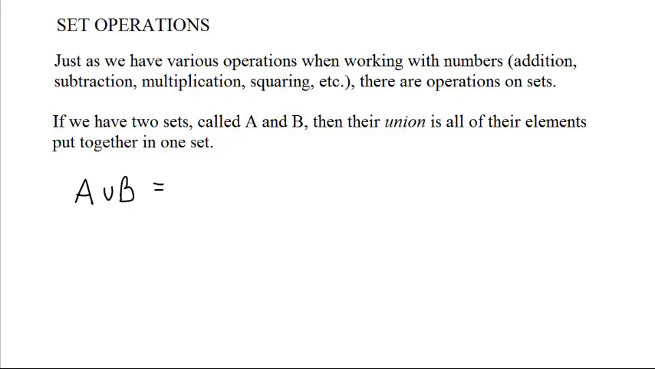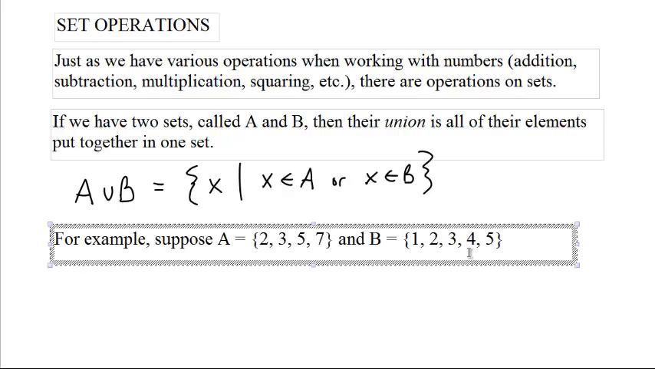A union B is the set of all things that we're going to call X, such that X is in A or X is in B. Now some people find this a little bit confusing. They think that if we put all the elements together, it should say "and" in the middle. But let's take an example.